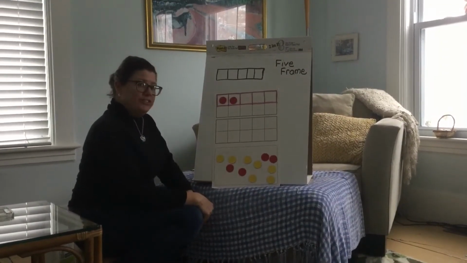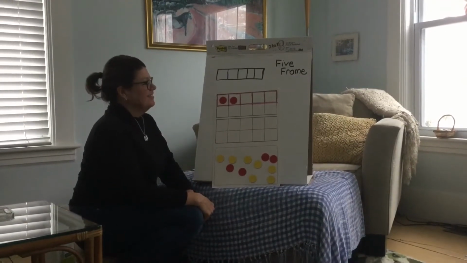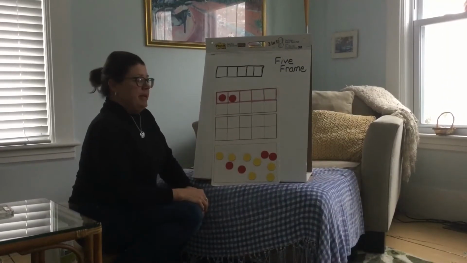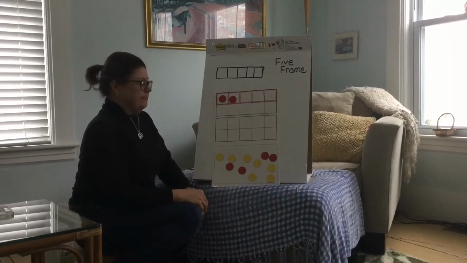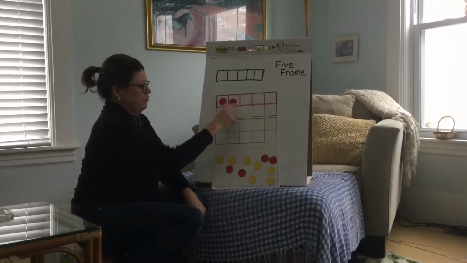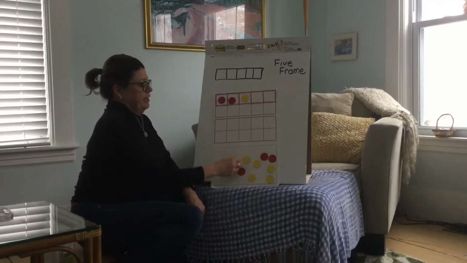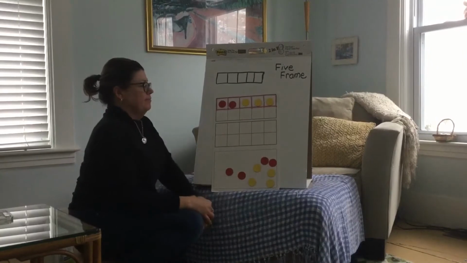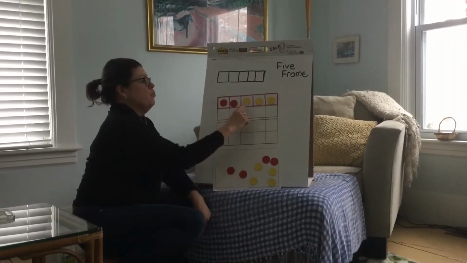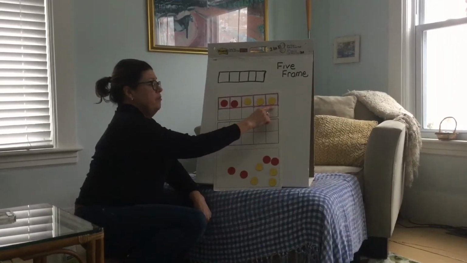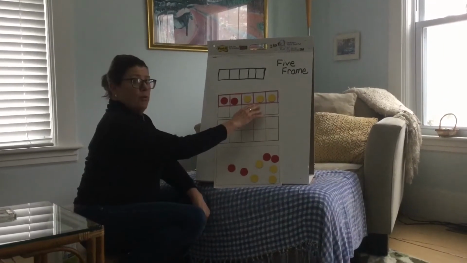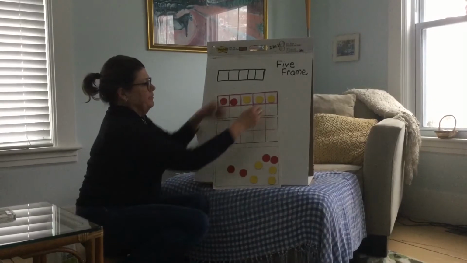How many dots do you see? 1, 2. How many more to make 5? 1, 2, 3, 4, 5. You need 1, 2, 3 more to make 5. 2 and 3 more make 5.